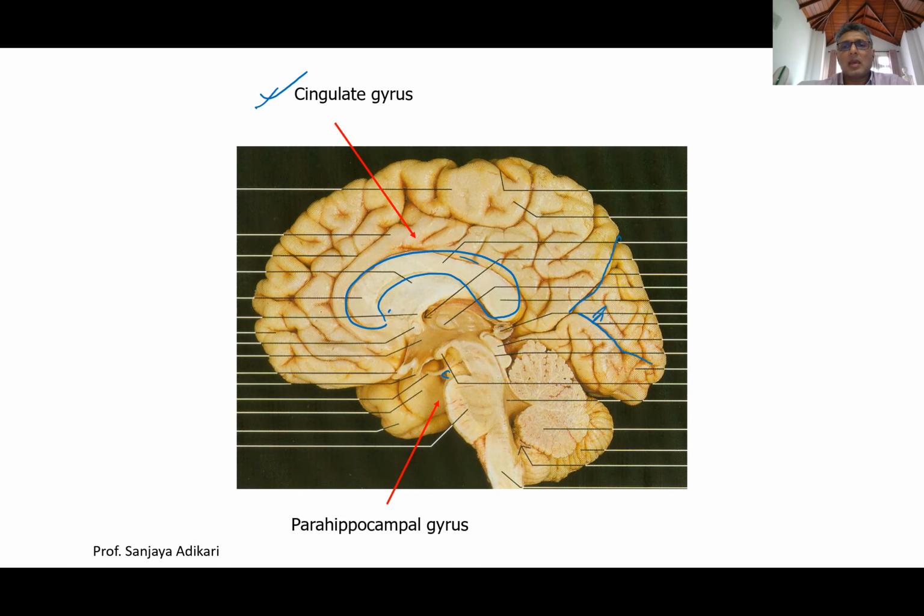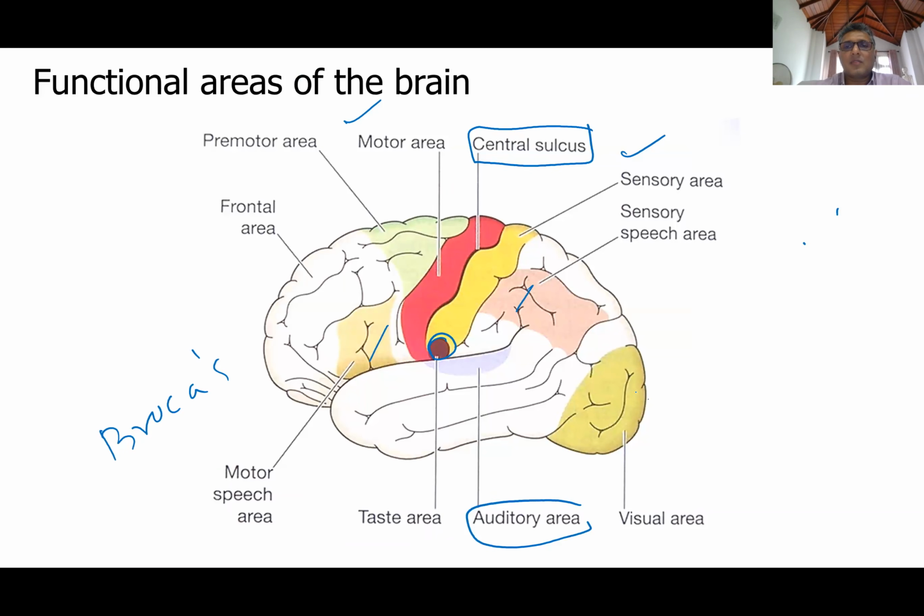So the visual area is in the occipital lobe on either side of the calcarine sulcus. So part will go outside also. If the calcarine sulcus is here, it would be an area like this. So it's rather inside than the outside. Anyway, you can take it like this for the moment. So you get the visual area, auditory area, motor speech area, sensory speech area, taste, then primary motor and primary sensory areas.